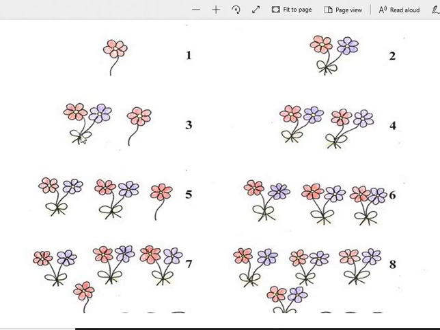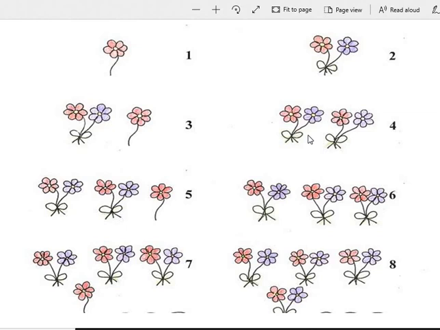There are two flowers here and there is one flower. Total there are three flowers, and this one flower is single. It doesn't have any partner. Now this side, if you see, there are four flowers and there are two flowers together. That is, the flowers are in pairs. There are two pairs of flowers.